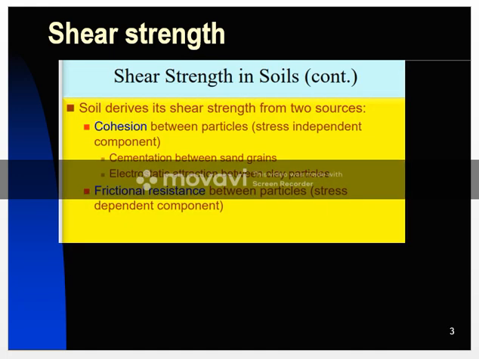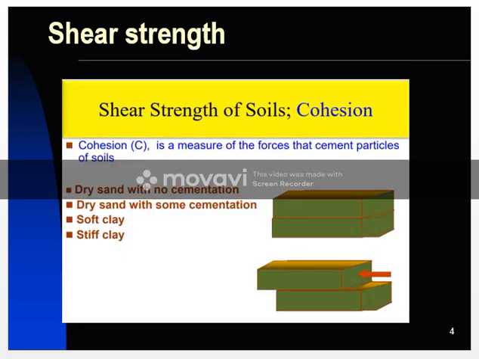Shear strength is derived from two sources. One is cohesion, and the other is frictional resistance. Shear strength in an element can be tested like this. We have an element and we are applying a force here. Due to this application of force, failure occurs, and from this failure we find the shear strength.